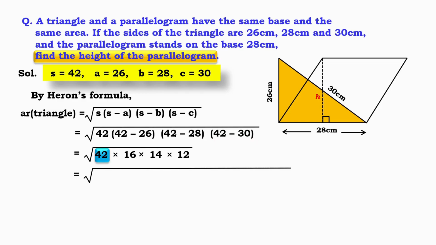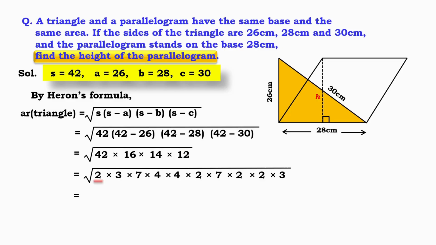Now do the prime factorization. 42 means 2 into 3 into 7. Now the prime factorization of 16, that is 4 into 4. Here we have taken 4 into 4. Why? Because we can also make it in terms of 2 into 2 into 2 into 2, but since we know 16 is basically the square of 4, we will make the pair. Now 14 is basically 2 into 7 and 12 is equal to 2 into 2 into 3.